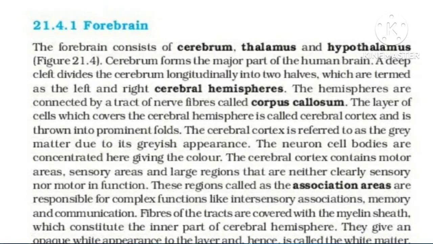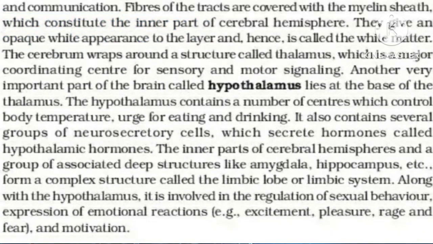Fibers of tracts are covered with the myelin sheath, which constitute the inner part of cerebral hemisphere. They give an opaque white appearance to the layer and hence it is called the white matter. The cerebrum wraps around a structure called thalamus, which is a major coordinating center for sensory and motor signaling. Another very important part of the brain called hypothalamus lies at the base of the thalamus.